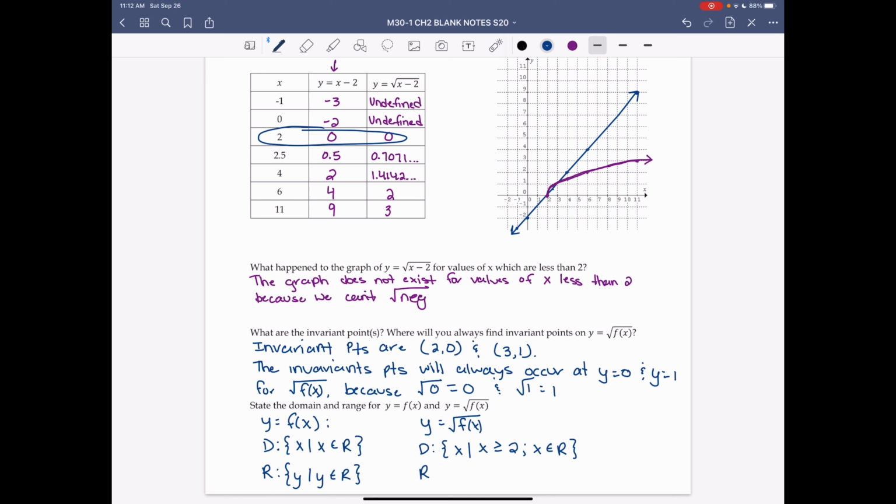Range, y such that, again, looking at our table of values and our graph, for that first point where x is defined at x equals 2, our y value is 0, and then our y value increases from there. So we know that y has to be greater than or equal to 0, y an element of the real numbers.